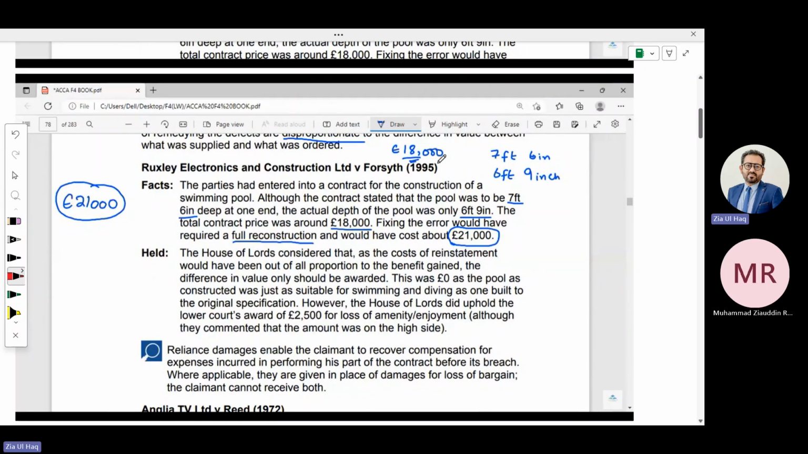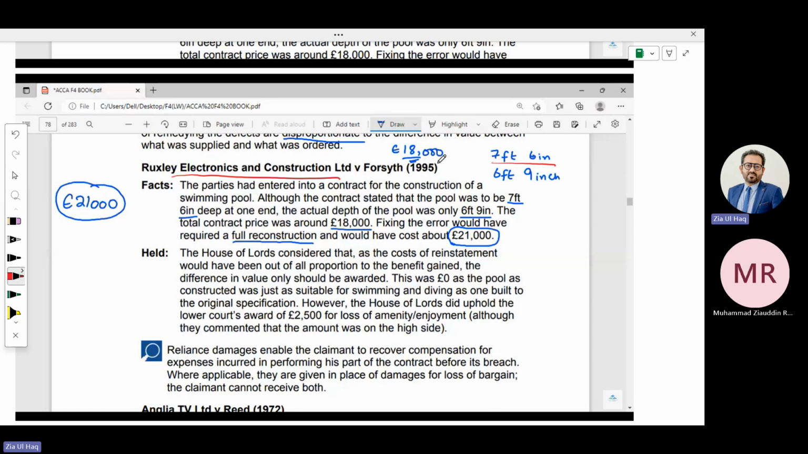There's a case between Ruxley Electronics and Construction Limited, this is the contractor who built the building, versus Forsyth. And in this case, Forsyth requested Ruxley to build a swimming pool with a depth of 7 feet 6 inches.